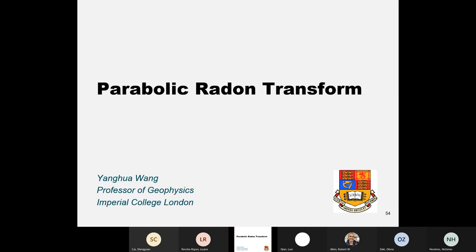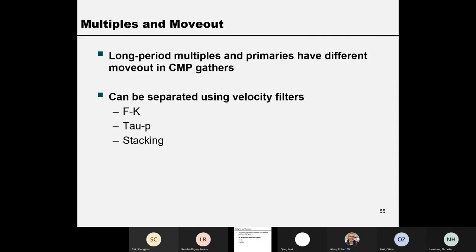Okay, let's talk about the parabolic Radon transform for multiple attenuation. Multiple attenuation, so far we have learned a number of methods. We learned the FK transform for multiple attenuation. We try to have an NMO correction.